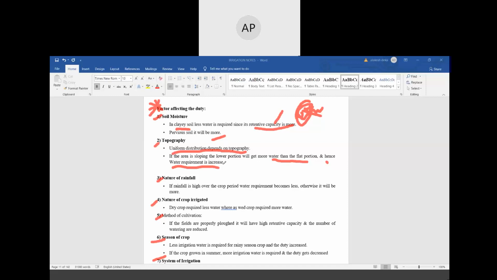Next is nature of crop irrigated. Dry crops require less water, whereas wet crops require more water, isn't it? Is that clear? How does nature of crop irrigated affect duty? Nature of crop irrigated means what? Dry crops and wet crops.